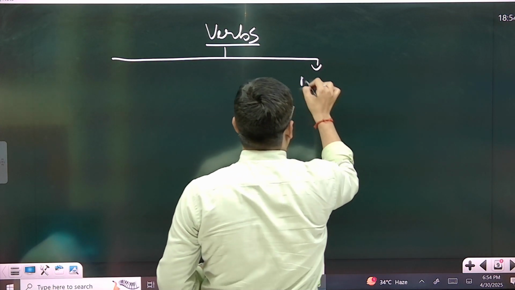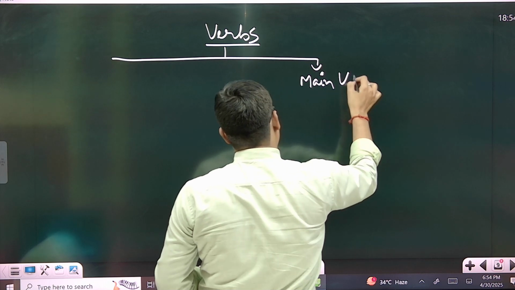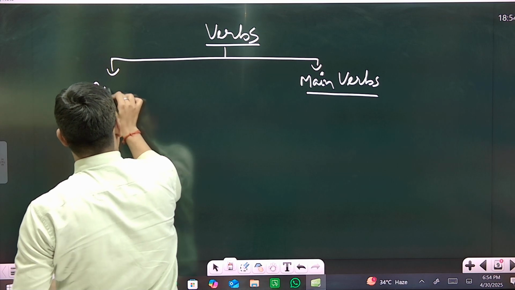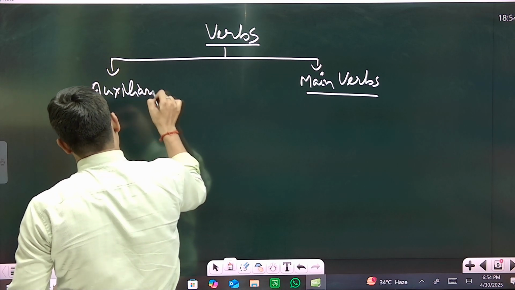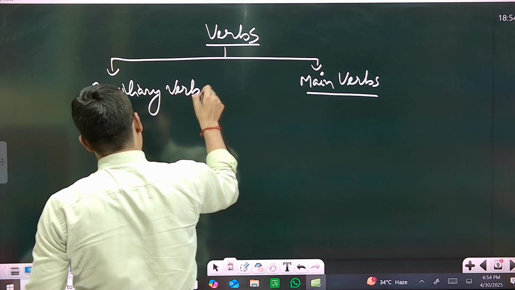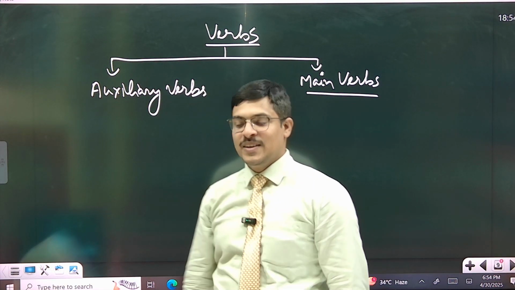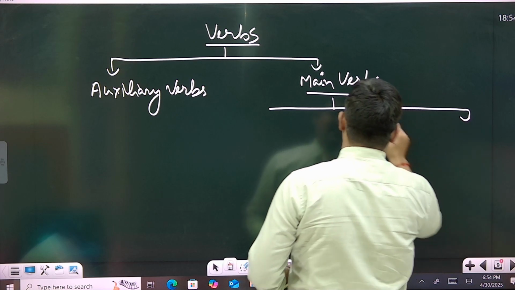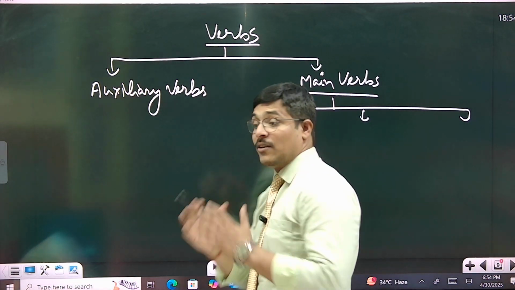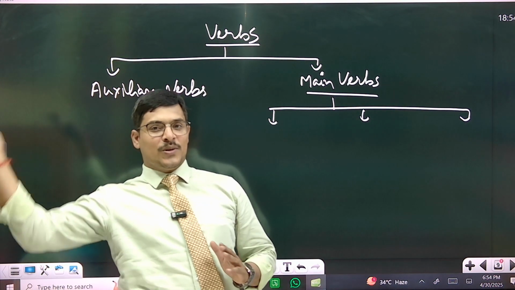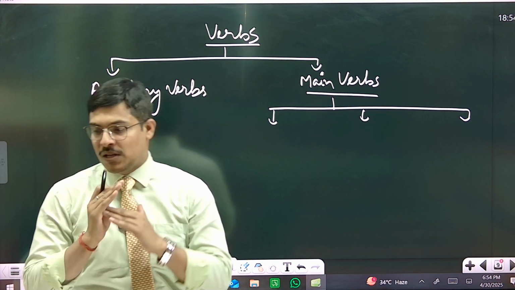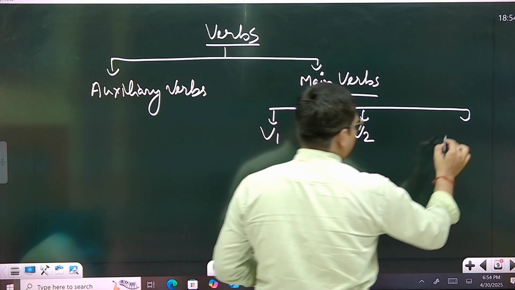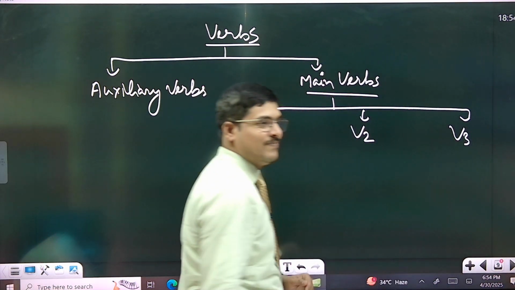Now, if you are talking about verbs here, observe it very carefully. It can be divided into two parts: main verbs and auxiliary verbs. If we talk about main verbs, they exist in three forms. If we divide them into regular and irregular, we are not going to talk about that. We will be talking about three forms of main verb here. That is first form of verb, second form of verb, and third form of verb.